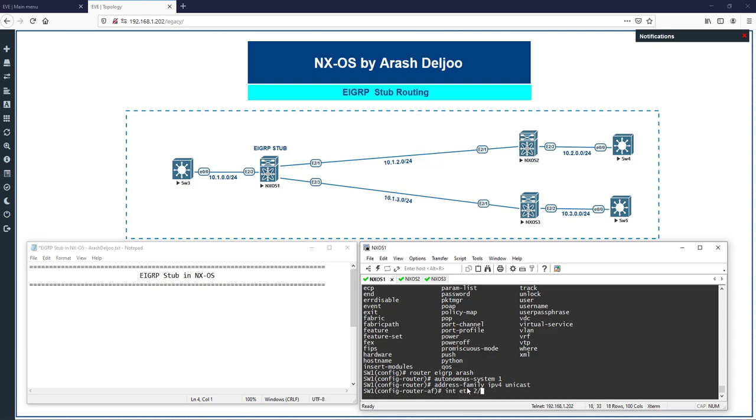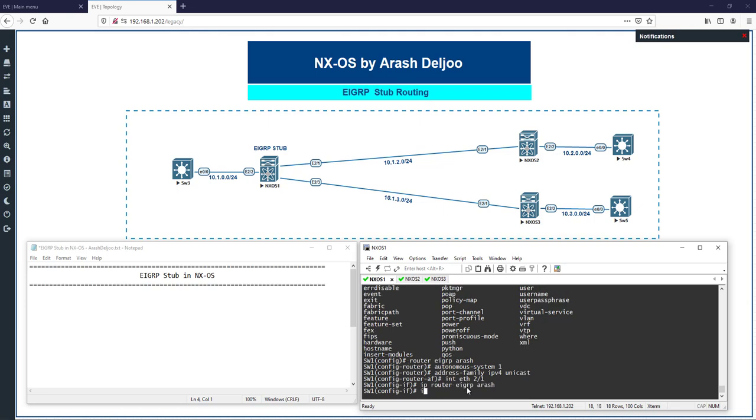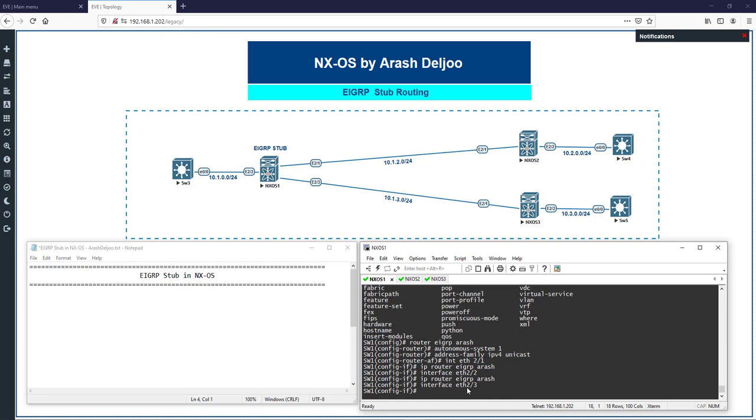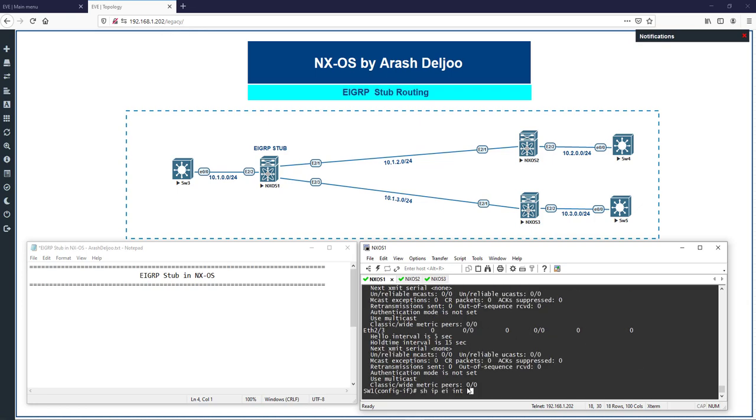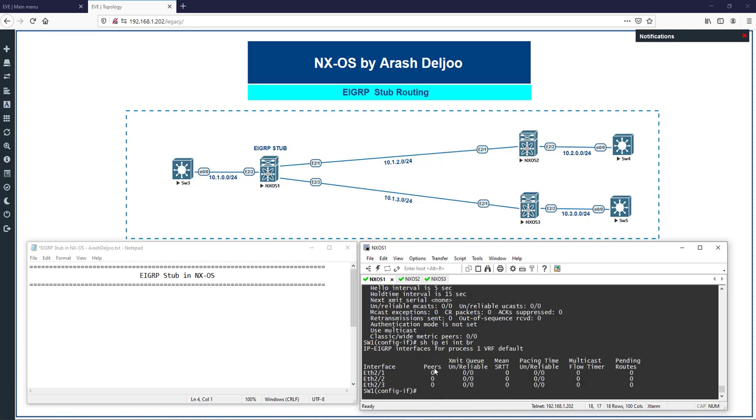Then we should go to interface Eth2/1, enabling ip router eigrp Arash. This is the first interface. Then interface, for example, Eth2/2, ip router eigrp Arash. And finally, interface Eth2/3, ip router eigrp Arash. Show ip eigrp interface shows us that we enabled EIGRP on these three interfaces.